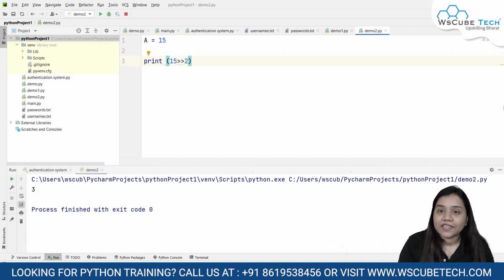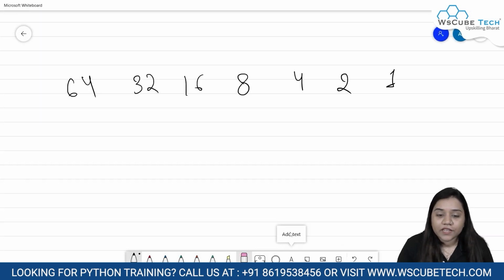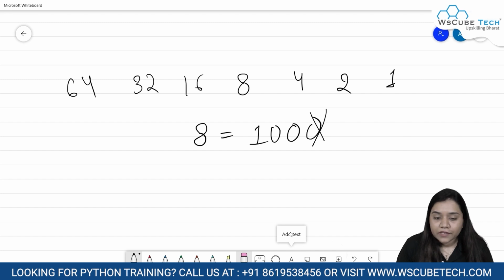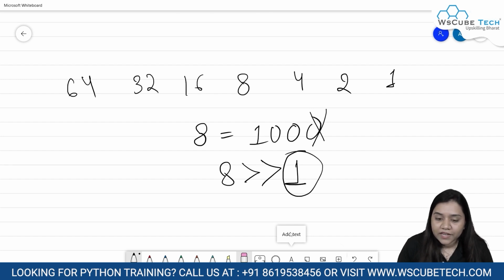Let's consider another example over here. Let's say I have taken a binary string for the number 8, that is 1000. I want to shift it by 1, that is, I want to remove 0 from the end. So I'll be using a right shift operator on it. I'll be using 8 right shift by 1, because I want to remove one bit from the end. I'll be using the right shift symbol and using 1 over here. If I remove one bit, it gives me 100, which gives me 4. So if I remove one bit from the end of 8, I'll receive 4.